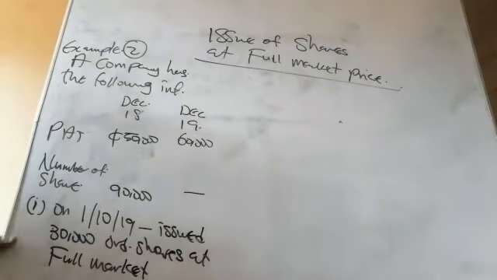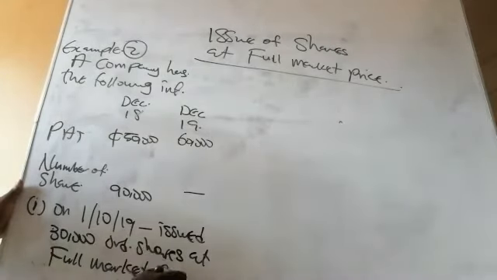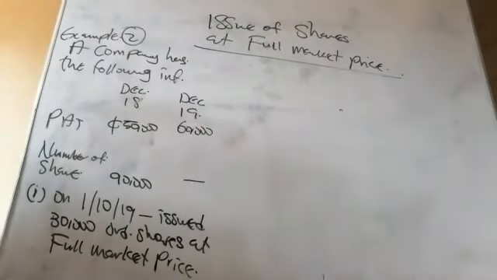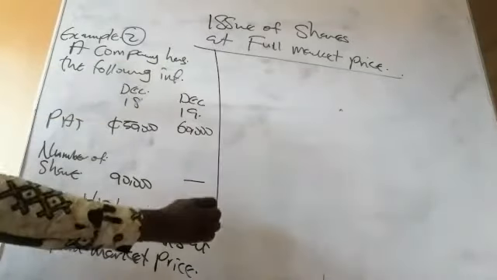You don't need to be informed of that price. All you need to know is that it was at full market price. Whether it is 5 cedis or 10 cedis, that doesn't matter. All you need to know is that it is full market price. That's what ends the game. So how do you solve this?